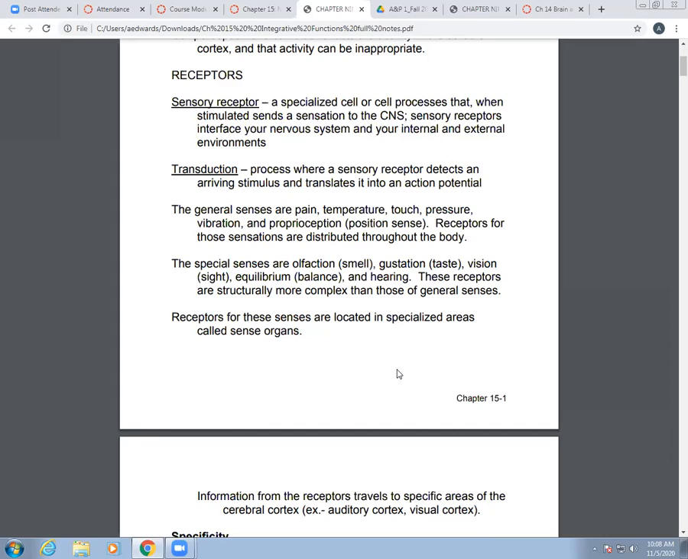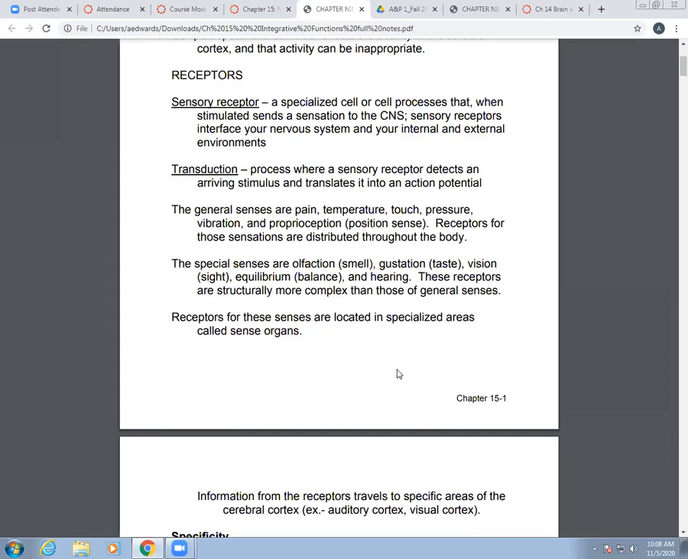Okay, a term you should know is transduction, and that basically just means that you have a sensory receptor and it's going to detect some stimulus, and it's going to translate that stimulus into an action potential. Okay, we've learned about that already, right? So it's just giving it another name.